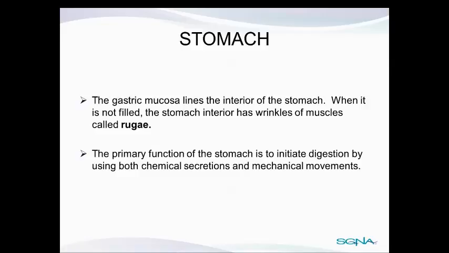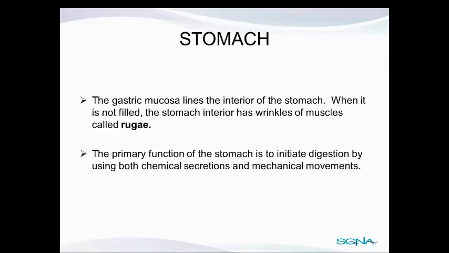The gastric mucosa lines the interior of the stomach. When it is not filled, the stomach interior has wrinkles of muscle called the rugae. The rugae allow the stomach to distend and hold large quantities of food without any substantial increase in pressure, thus helping to control the rate at which food enters the duodenum.